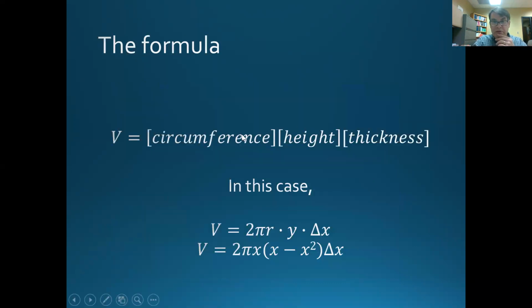So basically, here's the formula: the volume of each individual cylinder is going to be the circumference of that cylinder times the height of that cylinder times the thickness of that cylinder. So in this case, this is the circumference, 2 pi r, which ends up being 2 pi x, because remember, x is the radius, and then the height, which is y, and then the delta x. And so if you substitute x minus x squared for y, ta-da, we've got a little formula to work with.